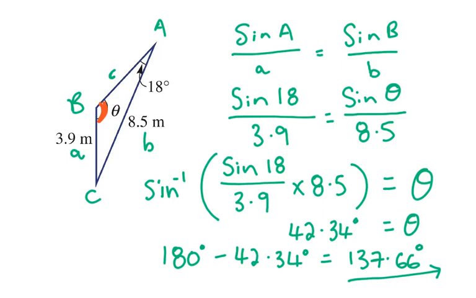So when you're using the sine rule, look at the information you have. You need two sides and an angle, or two angles and a side, to be able to calculate what you need to calculate. And be mindful, if you're finding an angle, identify whether it's an acute or an obtuse angle.